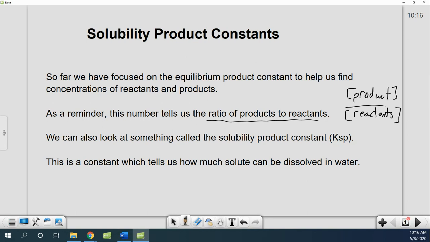We can also look at something called the solubility product constant, which is usually written as KSP. Where this equilibrium one is Kc, or sometimes it's called KEQ, you see them both, solubility product is KSP. Now this is a constant which is just going to tell us how much of a substance we can dissolve in water. We looked earlier in the year at solubility and solubility charts and how to tell if something's soluble or not. We're going to really dig into the nitty-gritty of that today, including doing some math on it.